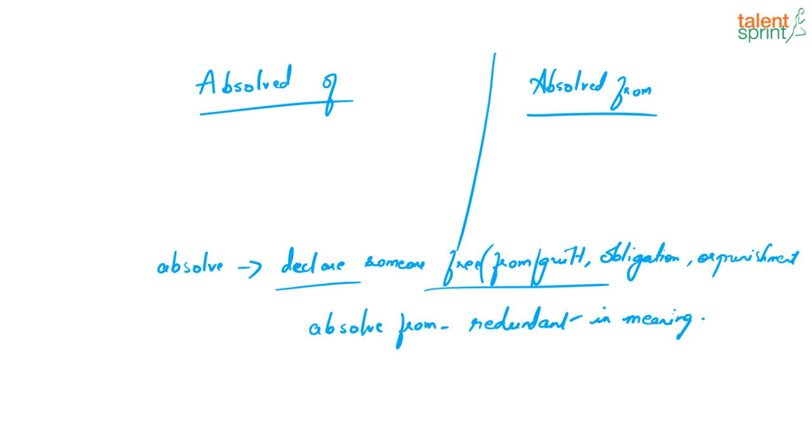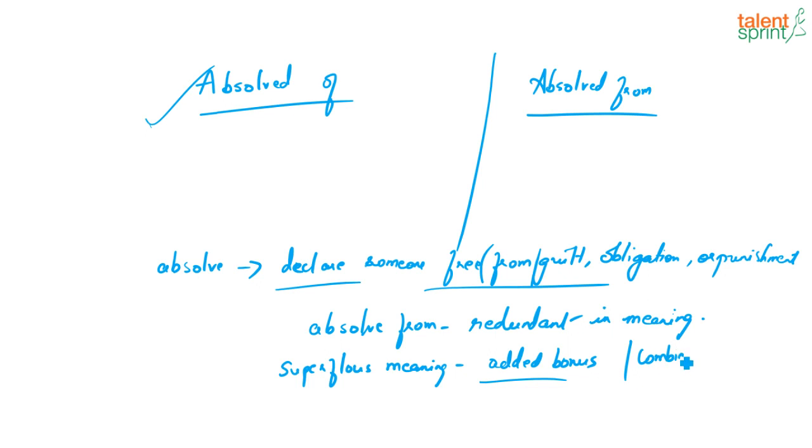So ideally, if you are in doubt, just stick to absolved of, which will be the right way, especially in spot the error. If you have these two options, or in fill in the blanks, out of these which one to choose, always stick to absolved of. I just wanted to clarify that. It's like saying something with superfluous meaning. I'm sure you know a lot of words that have superfluous meaning, for example, added bonus. Bonus itself means something extra, something added, so why would you say added bonus? Or I've heard people say, let's combine this together.